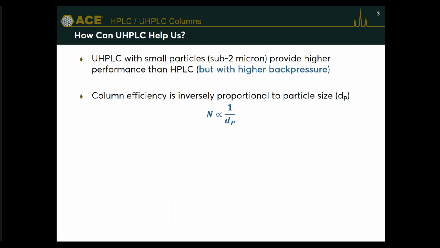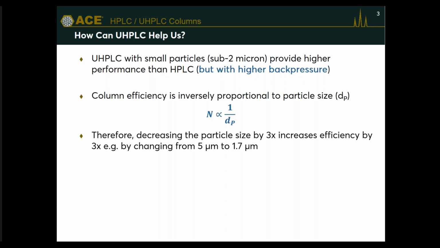So how can UHPLC help us? Well, UHPLC typically with smaller particles, the sub 2 micron particles are very popular, give high performance, much higher performance than HPLC typically. Of course, there are some caveats with that, such as the fact they generate higher back pressure. Now, the use of small particles has been around for a very long time, and it is grounded in very sound chromatography theory. The efficiency, the number of plates of our separation, is inversely proportional to the particle size. So as we decrease the particle size, the efficiency of our separations increases.